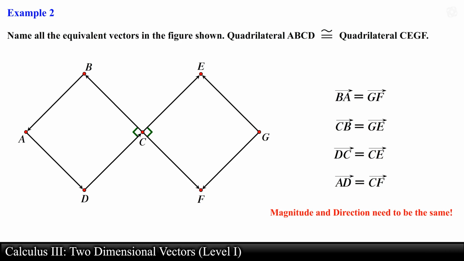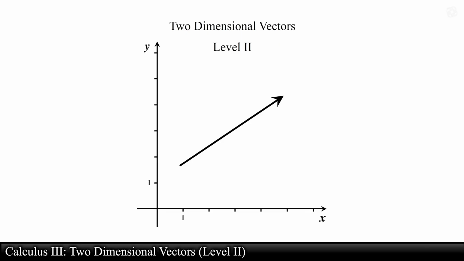Okay, in our next video, we will start learning how to describe vectors in a 2-dimensional coordinate system. 2-dimensional vectors, level 2. Alright, now that we have a better understanding of what vectors are, let's go ahead and start describing vectors more precisely with coordinate points.